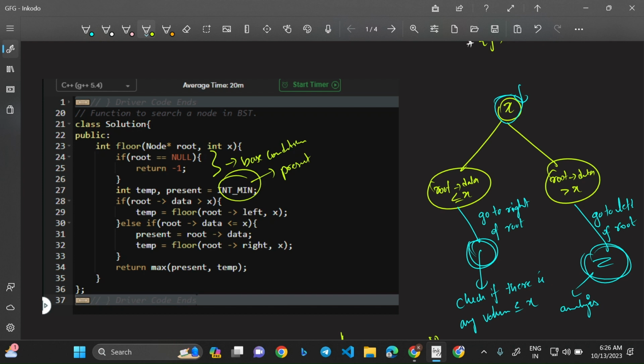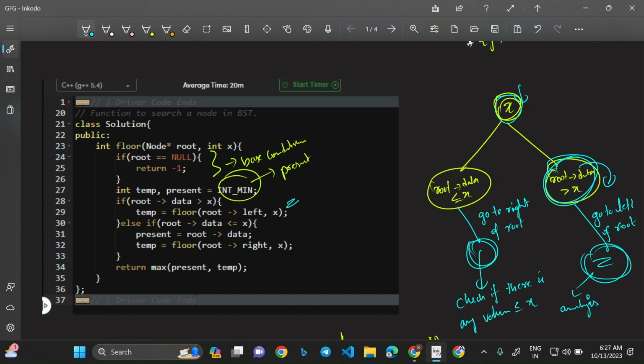So if root data is greater than x, if that particular root that we are standing on is greater than the target, that means we need to go to the left. We need to go to the left, right? This is the thing. So if the particular root data is greater than x, then we need to go to the left. If it's greater than x, then we'll be going on to search the left side of the root.